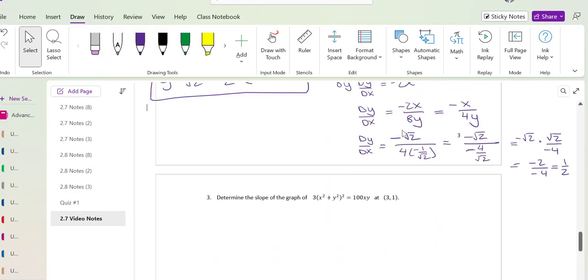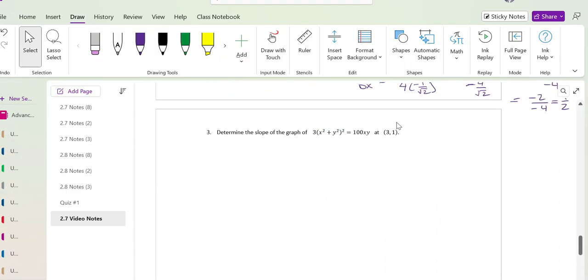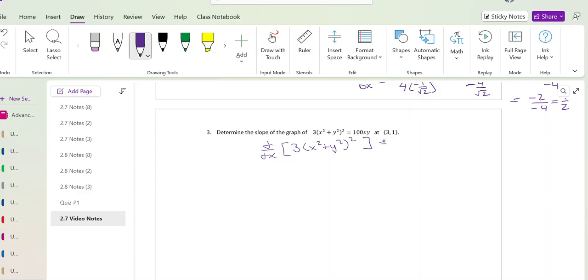So the last one here, it says to determine the slope of this graph. So this one's got a lot going on. So let's take the derivative. So we're going to take the derivative with respect to x of 3 times x squared plus y squared, squared. And then you're going to take the derivative with respect to x of 100xy.